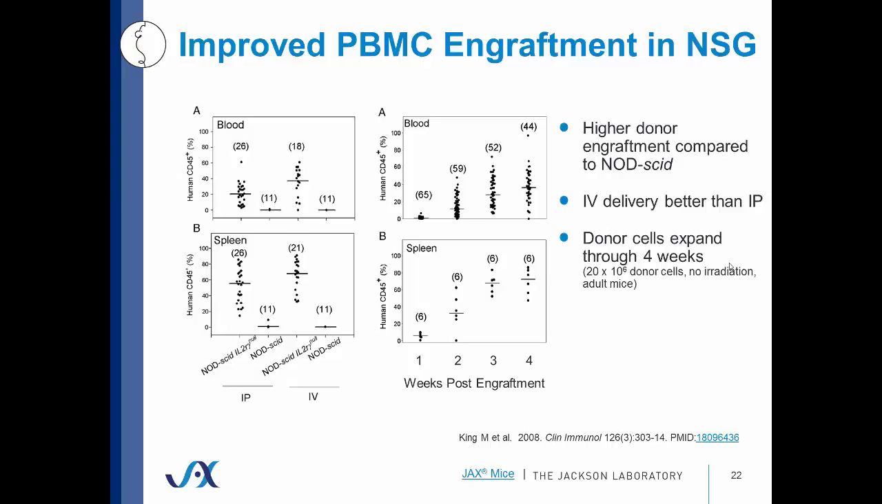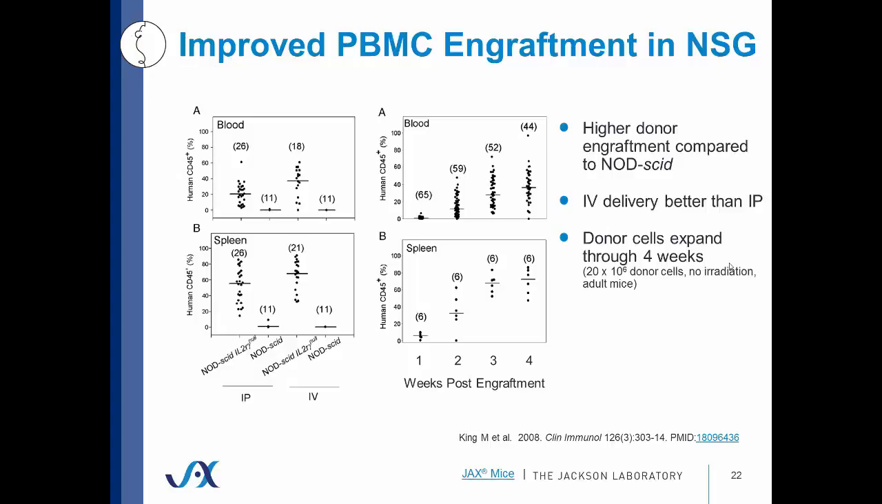And what we can see is, if you look at the NOD scid gamma mice that were intravenously injected, and each of these dots represents an individual recipient, we can see that IV injection of the NOD scid gamma mice was much more superior than IV injection in the NOD scid mice. And while the intraperitoneal injection mice engrafted, it was not to levels that were as high as when intravenous injection was used.